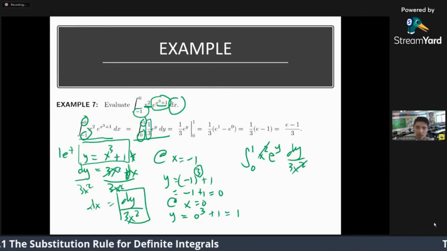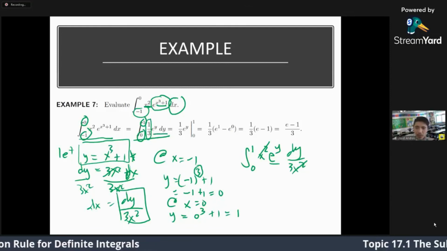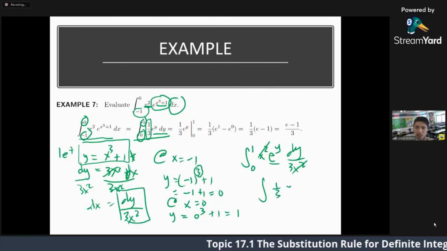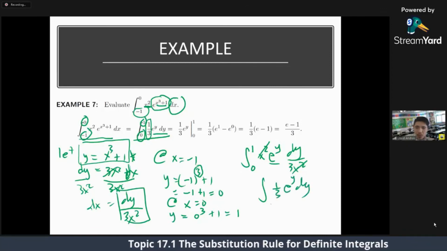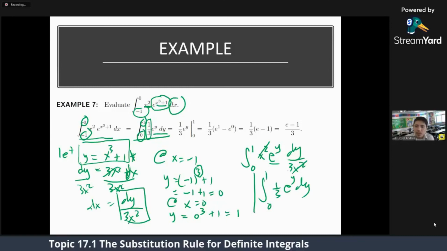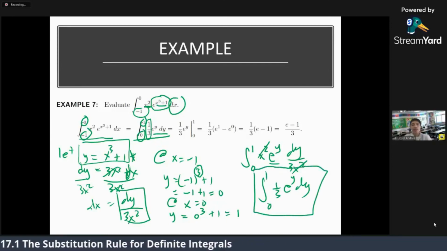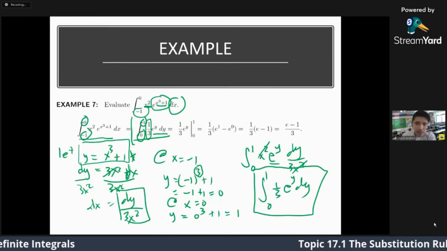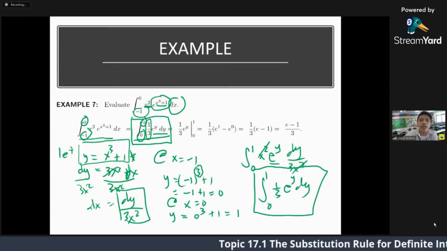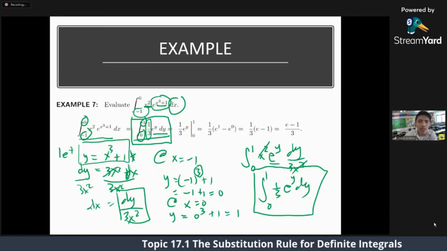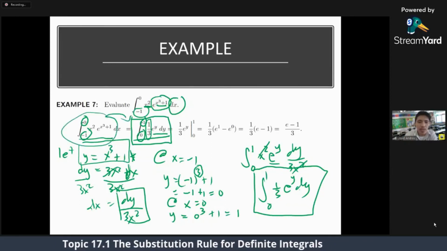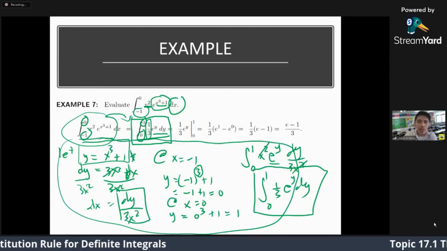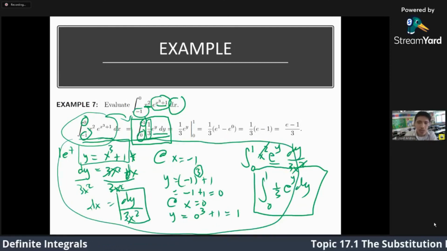Therefore, that is the integral of 1/3 e raised to y dy from 0 to 1. So this is the simplified form; substitute it here. From here to here, that was the shortcut. I hope you were able to follow. So let's proceed.